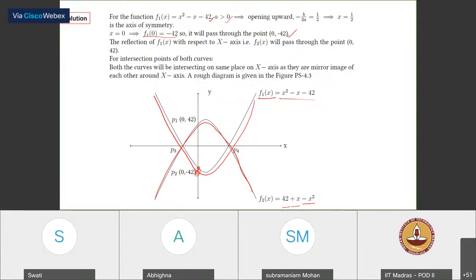Now the reflection of this point with respect to the x-axis, that is f2(x), is passing through the point 0 comma 42, because f2(x) is the reflection anyway. So this is the point 0 comma 42. And there is an intersection point also. Let us denote it as P3, and the other as P4. Both the curves intersect at the same place as they are mirror images around the x-axis. Fine.